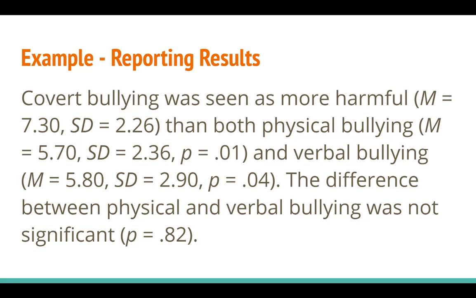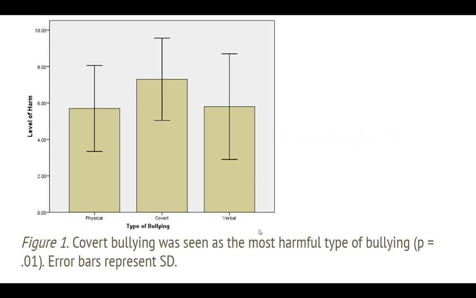Okay. And then I've already talked through how you would get a bar graph. Here's another version of that same bar graph that shows you covert, verbal, and physical.